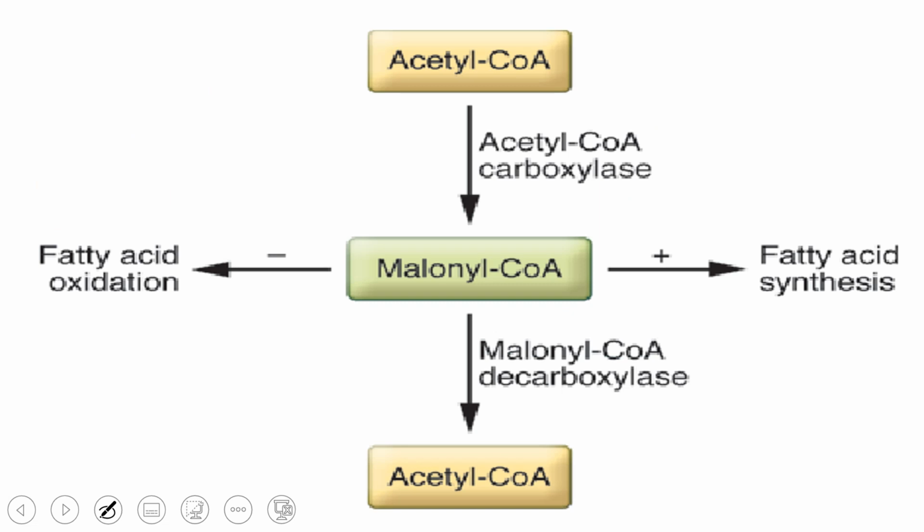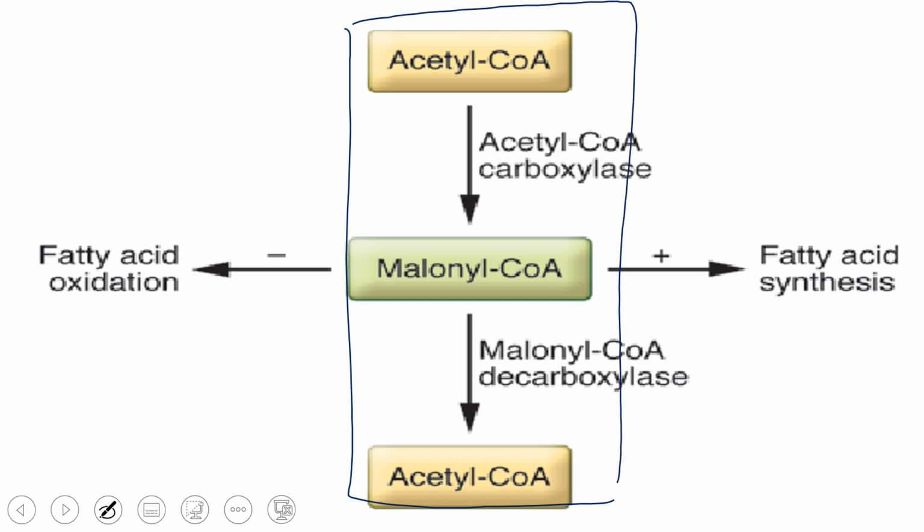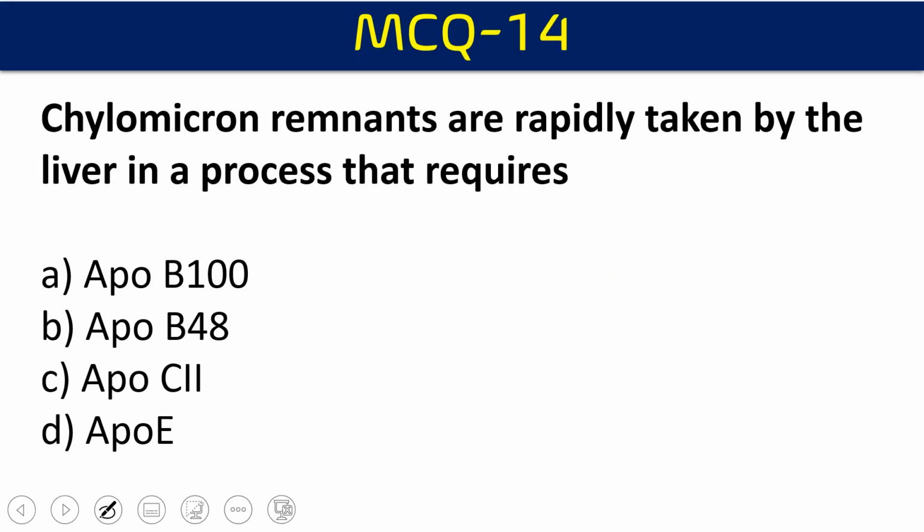So malonyl coenzyme A normally forms during the fatty acid synthesis process, which is the synthetic process. Acetyl coenzyme A is converted into malonyl coenzyme A, and during degradation it is converted back into acetyl coenzyme A. This malonyl coenzyme A increases fatty acid synthesis but decreases fatty acid oxidation. It is an inhibitor of fatty acid oxidation and an activator of fatty acid synthesis. How? By shuttling fatty acyl coenzyme A into the mitochondria.